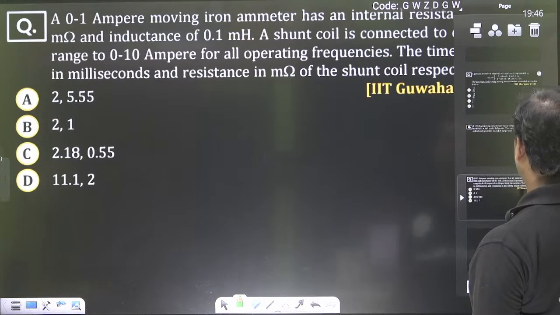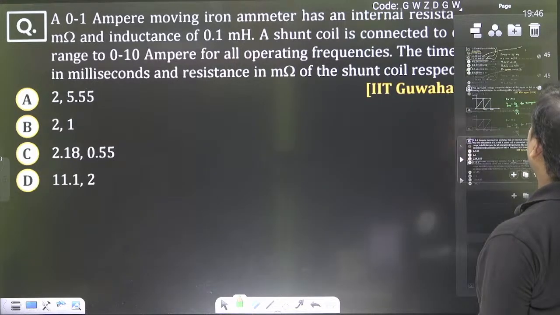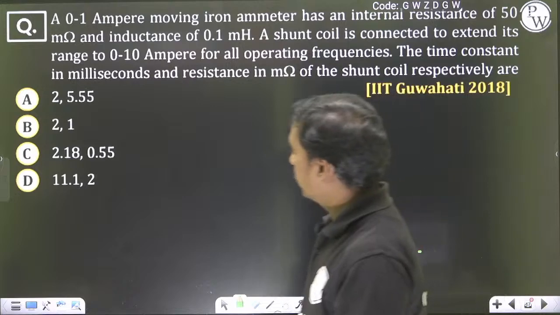IIT Guwahati question, 2018 question. How to answer this?